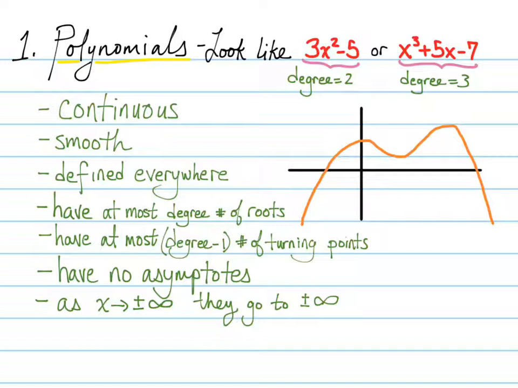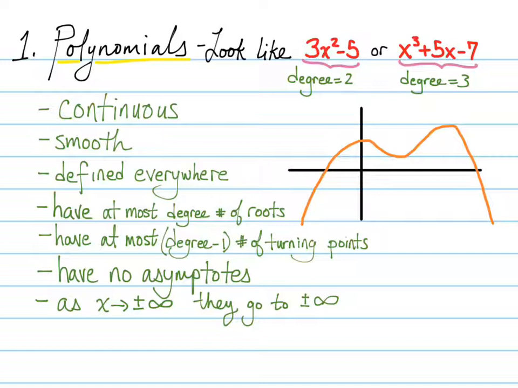Polynomials have, at most, the degree number of roots. So a quadratic can't have more than 2 roots. A cubic can't have more than 3 roots. And they have, at most, one less than the degree number of turning points. So a quadratic, I'm sure you know what it looks like. It looks like an umbrella, or it looks like a cup. And it has at most one turning point. In fact, it has exactly one turning point.